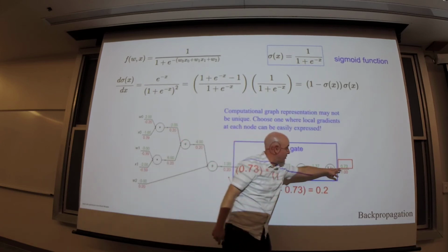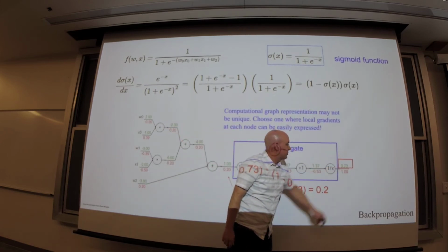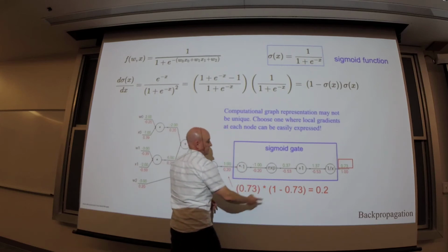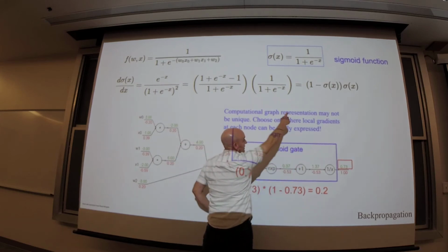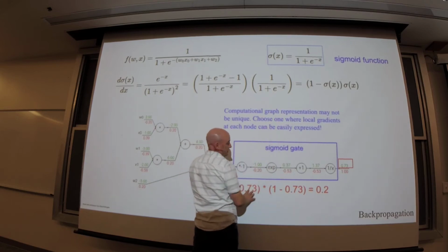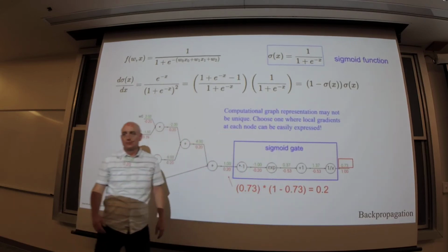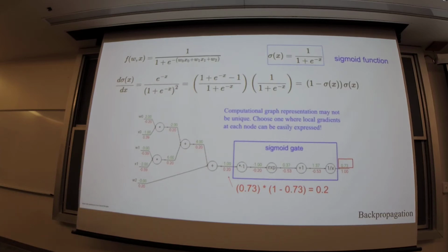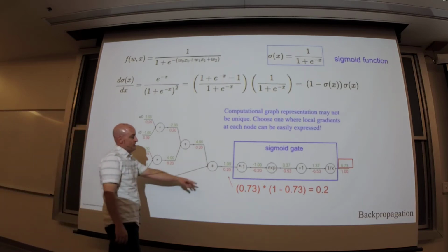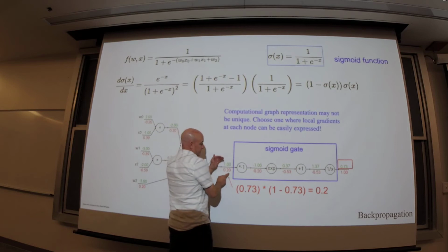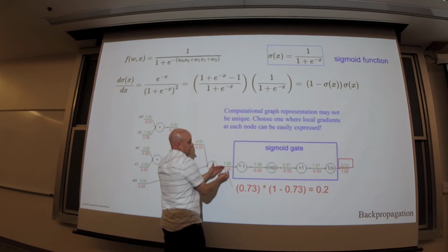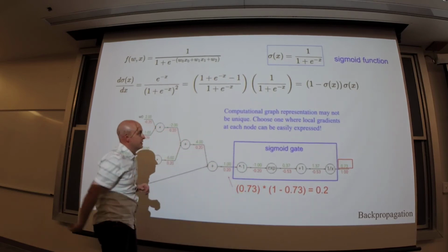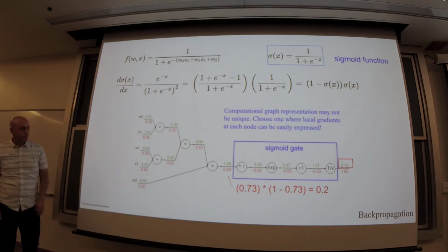So we know what that is for the forward pass. The sigmoid at our input is 0.73. So we have 1 minus 0.73, that's the first term, and 0.73, that's the second term. We get 0.2. So however you define your nodes doesn't really matter as long as you take your derivatives correctly, because this gives you the same gradient as if you'd gone through each of the individual nodes that we did before.